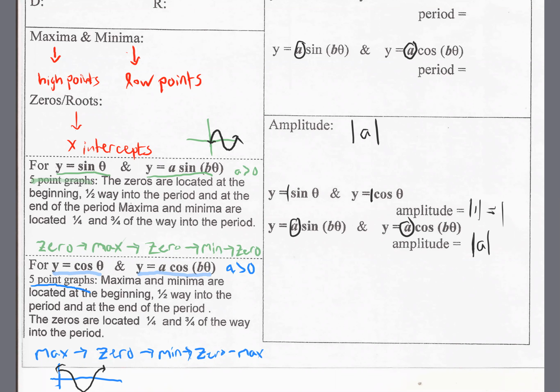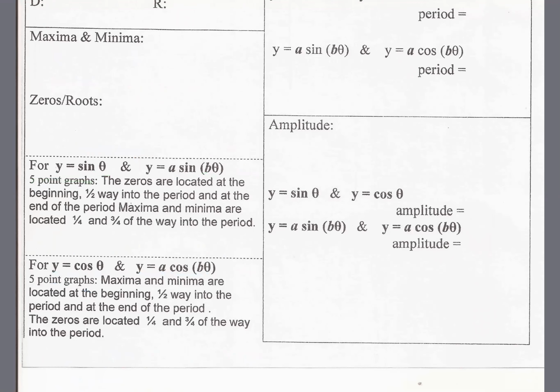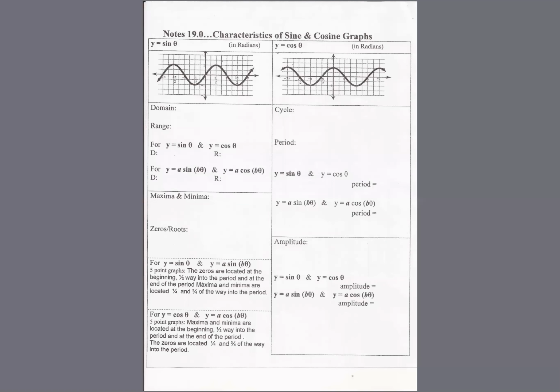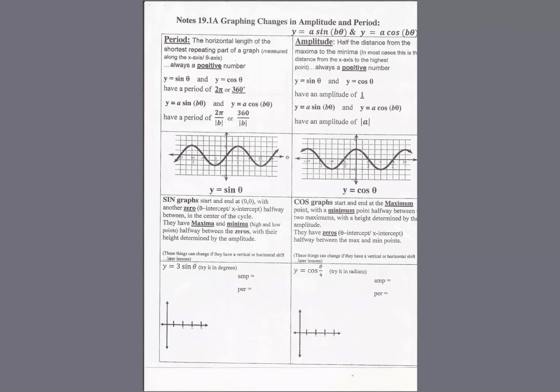So that's 19.0. Any questions on this part here before we go to 19.1 A and B? All right, I'm going to clear this screen off. 19.1 A and B is a lot of the same stuff, just little twists. So I'll start up here.